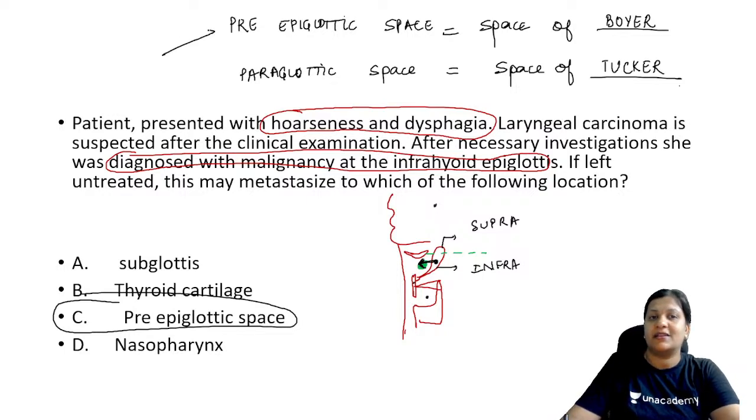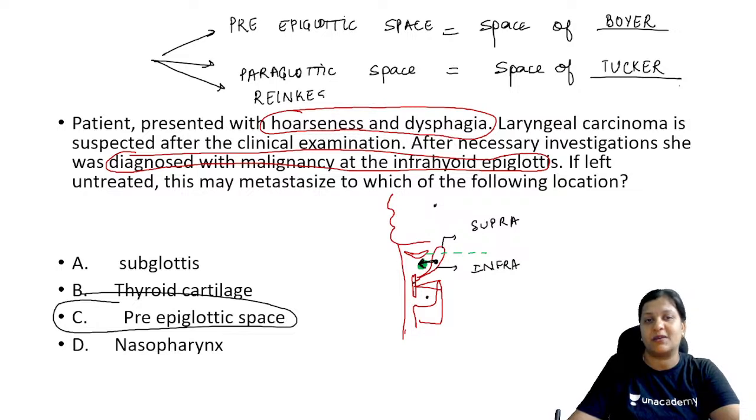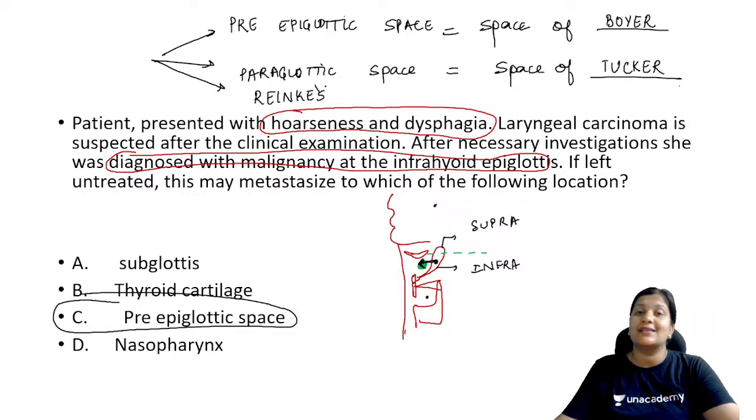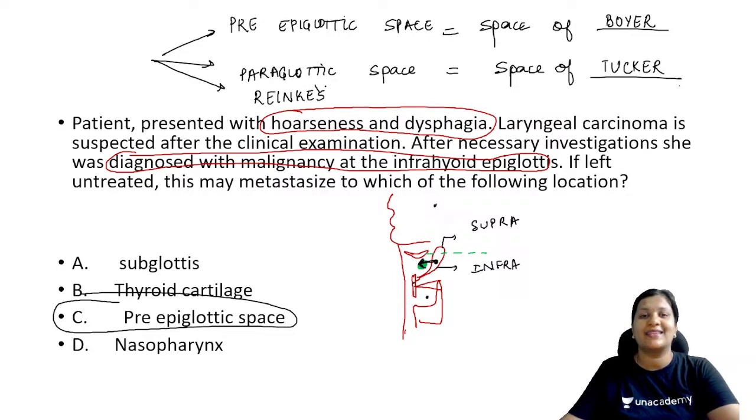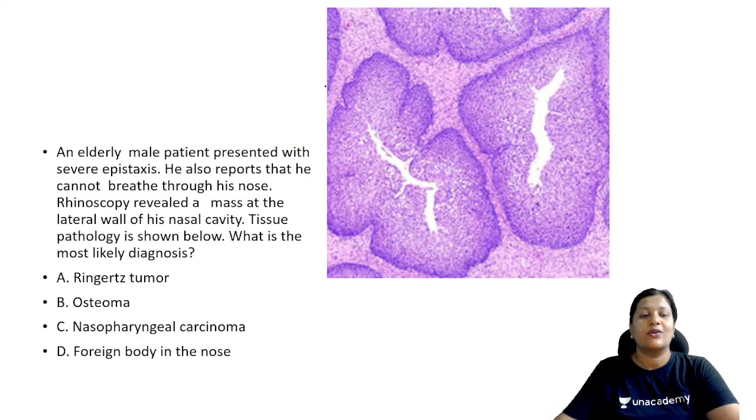There are three spaces in relation to larynx: the pre-epiglottic space, the paraglottic space, and the third one is Rinke's space. So Rinke's space is a subepithelial space which you see usually under the microscope. So these are the three spaces that you should definitely know of. Okay. No, Pritam, it's not Versang. It is called as space of Tucker. Okay. So I hope everyone understood this question. Let's go to the next one.